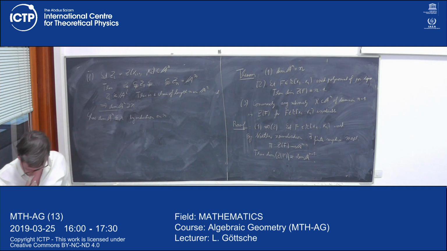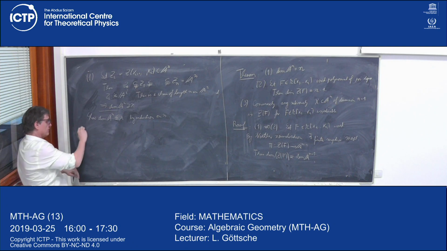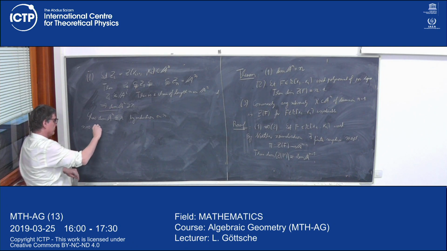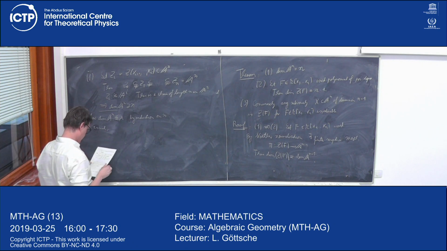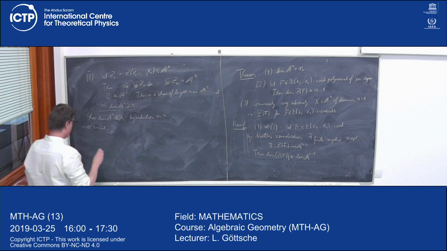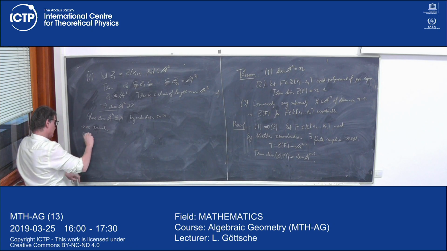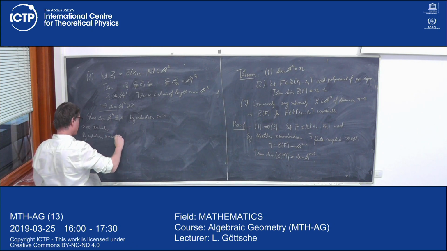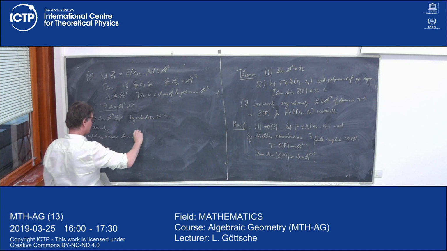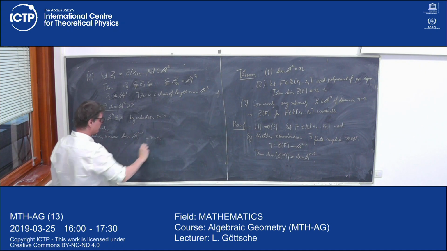How does that go? So the case n equal to 0 is trivial, because A^0 is a point, and obviously there's nothing you can put there, so the length of the maximal chain is 0. So the induction can start, and so by induction assume that the dimension of A^(n-1) is equal to n minus 1.